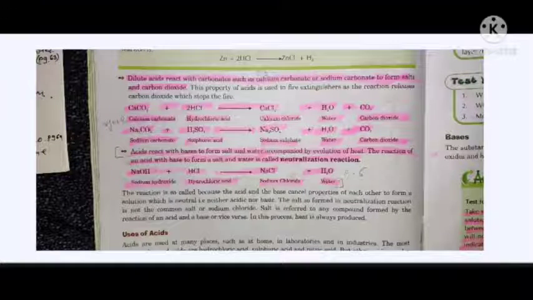The reaction is so called because the acid and the base cancel properties of each other to form a solution which is neutral, neither acidic nor basic. I repeat once again, we call this reaction a neutralization reaction because the acid and the base cancel properties of each other to form a solution which is neutral. That's why we call this reaction neutralization reaction.